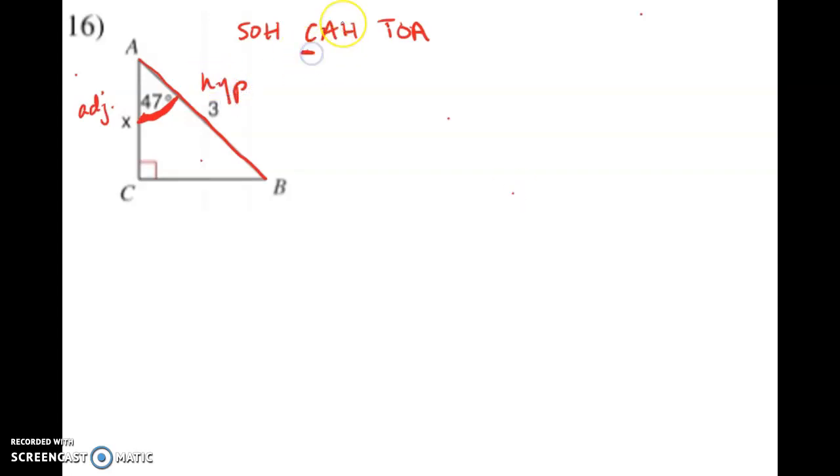So I go up, I look at cosine. Cosine is the one that relates or is the ratio of the adjacent to the hypotenuse. So let's go write our equation. Cosine of a 47-degree angle gives us this ratio. It's going to be x to 3.